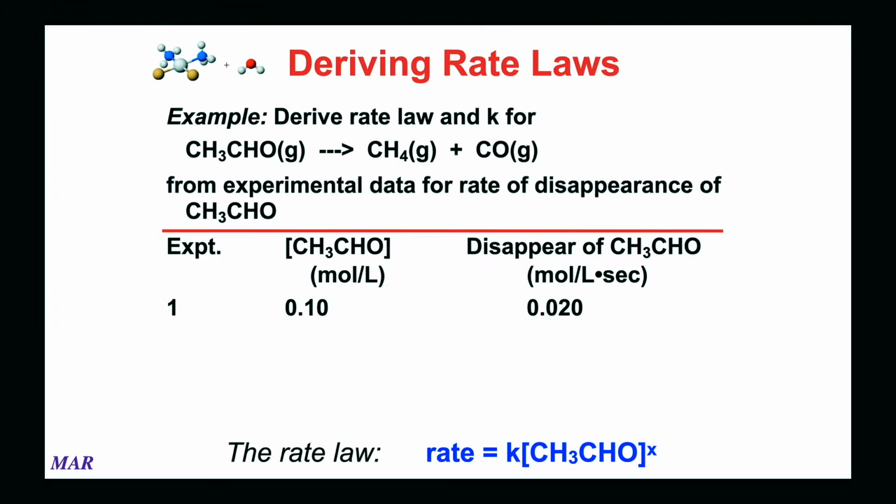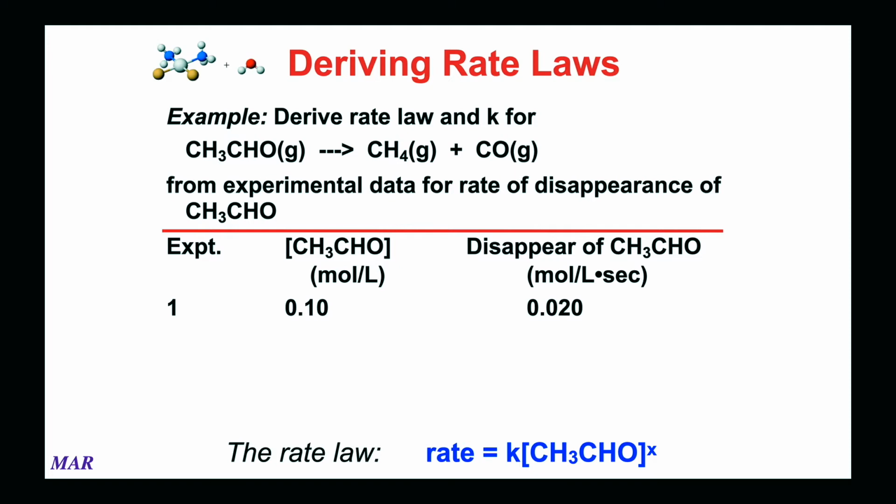Let's look at an example. In this reaction, we're taking an aldehyde. It's ethanal. Ethanal is CH3CHO. Ethanal breaks down into methane, CH4, and carbon monoxide.